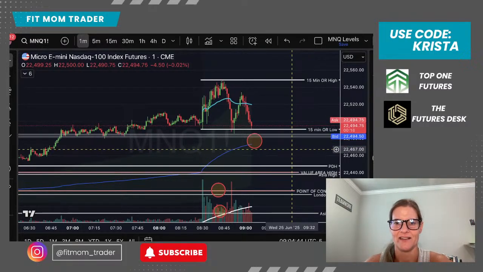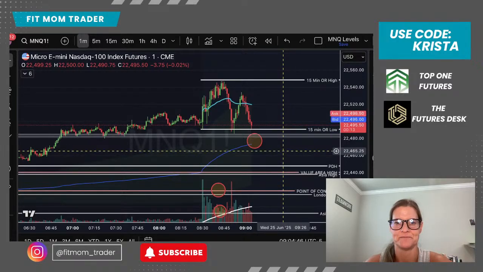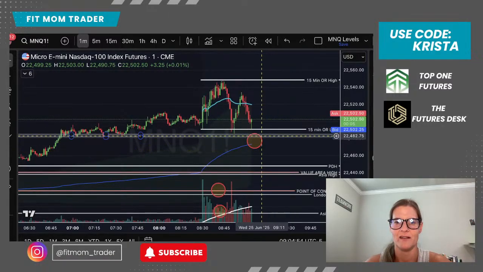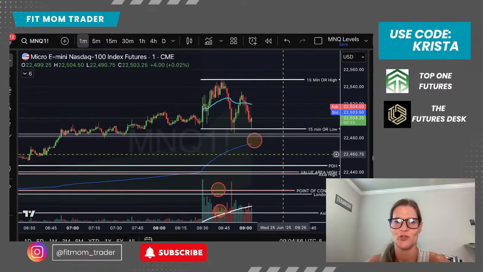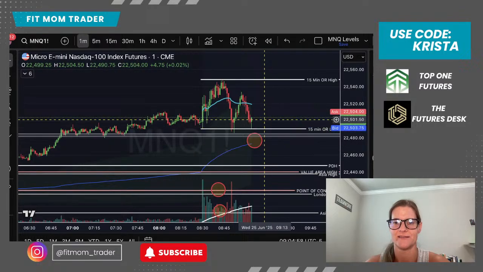All right, back down to this 15-minute opening range low. Come on, are you just going to bounce from there again? Come down to view up. Don't just play around right there.